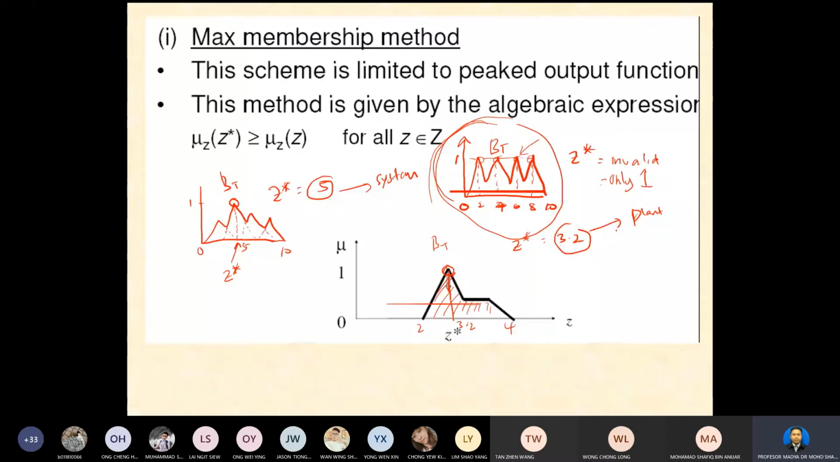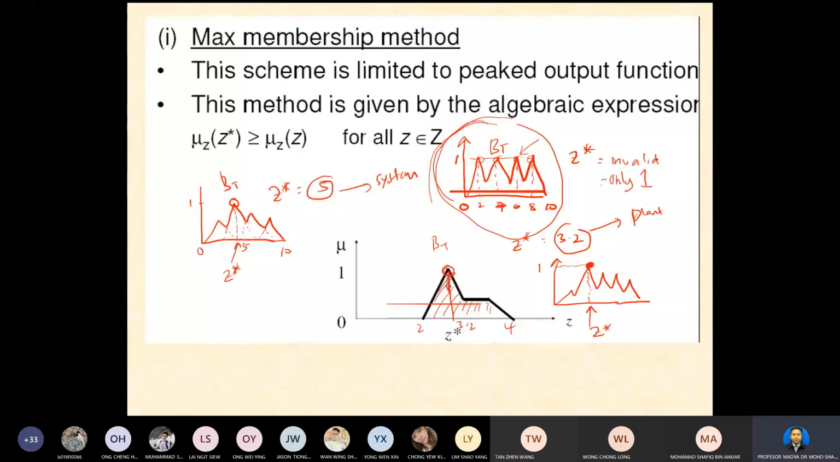Maybe we have another example here. For example, we have one here. So here we can use the max because we have only one highest. Only this one, the highest max. So that's why this is our output. Okay, clear?